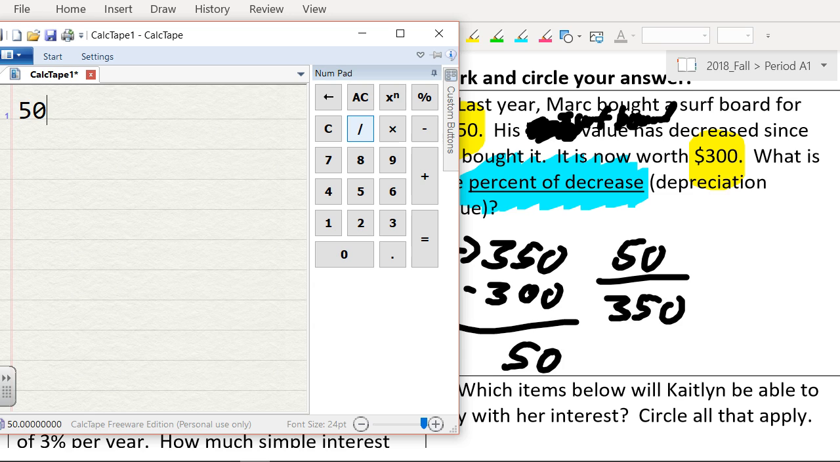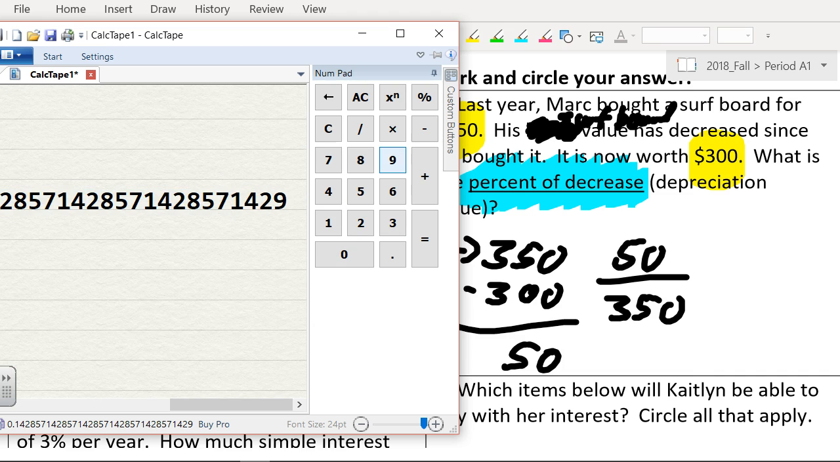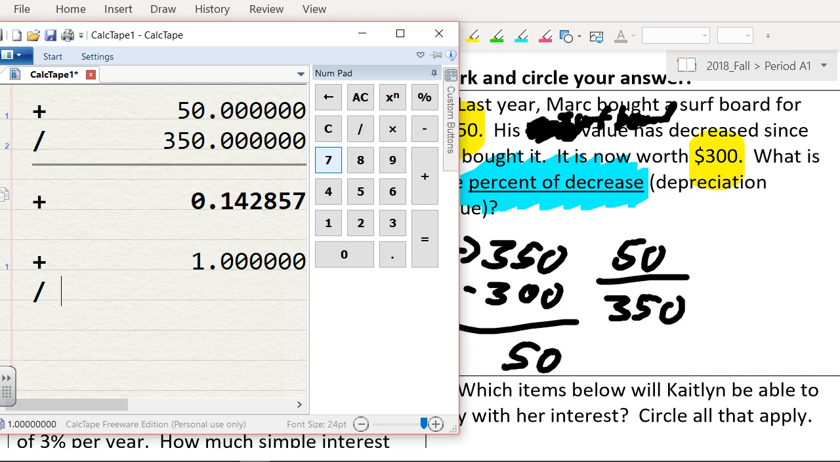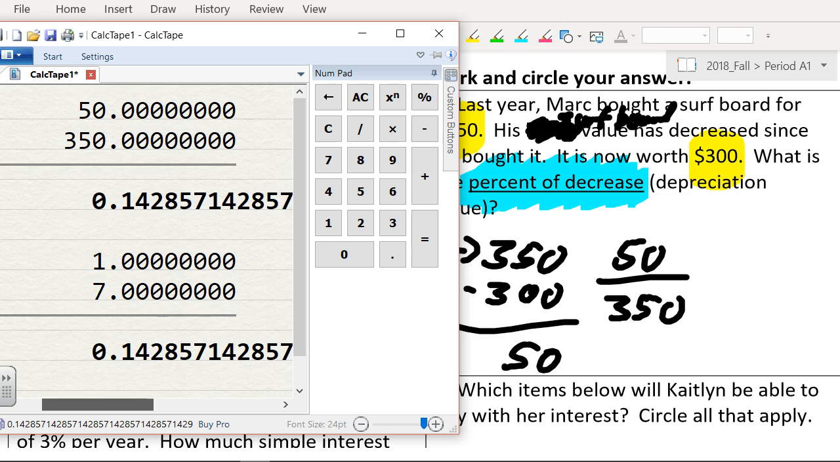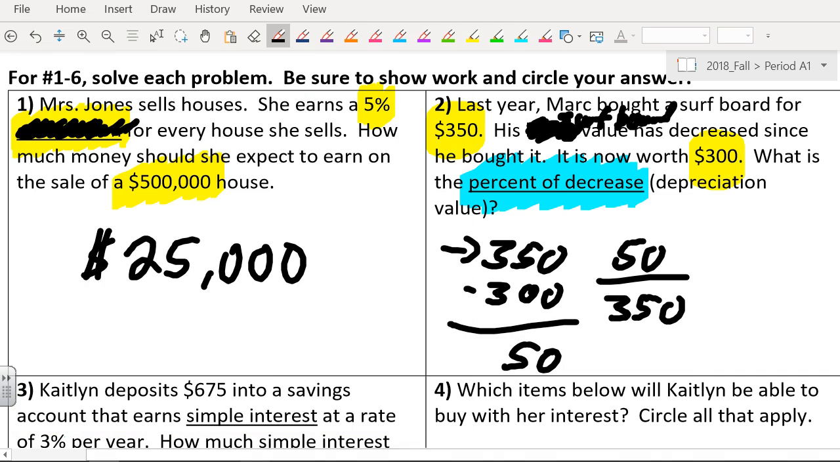Okay, 50, and what do we do? You are correct, Steve. Now, some people said it's going to be 7, but it would be 1 over 7, which is that same answer. 1 divided by 7, same answer. So that equals 0.14, which is what percent? 14%.